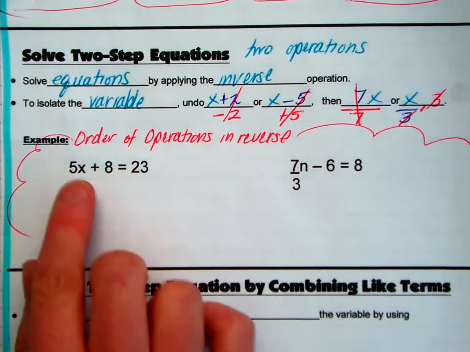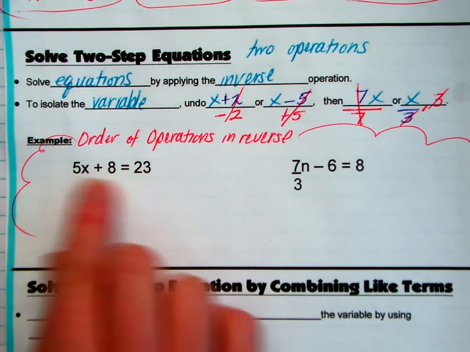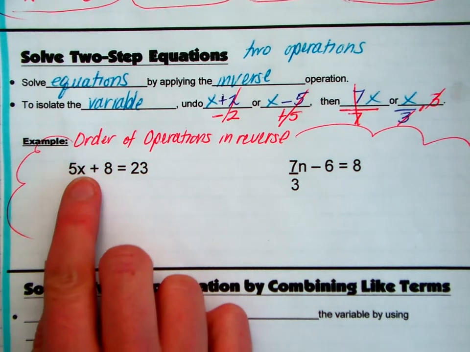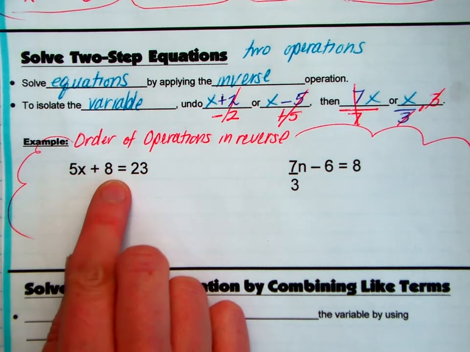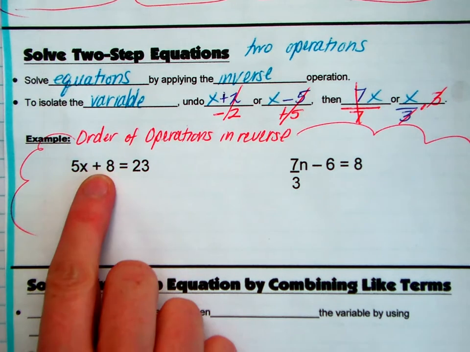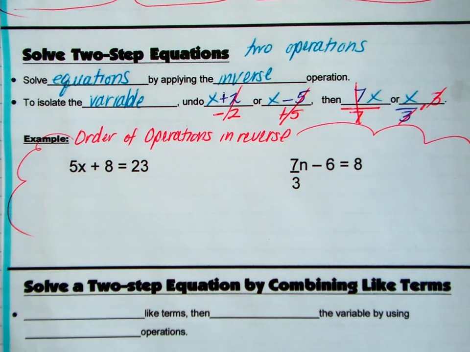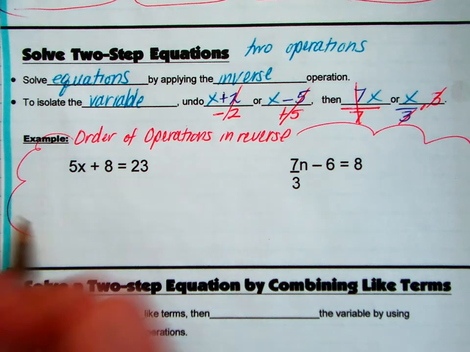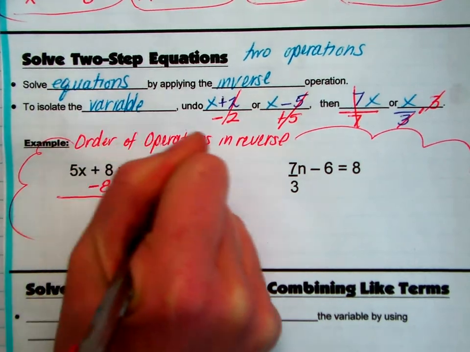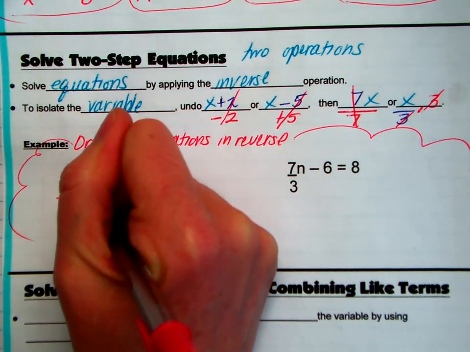First, we need to identify everything that's happening. 5 times x plus 8 equals 23. X is being multiplied by 5 and 8 is being added to it. 2 operations, multiplication and addition, which means I'm going to need some division and subtraction because I got to do the inverse ones. But first we need to make the 8 go away. So to do that, I need to subtract 8 from both sides of the equal sign. That makes that go away.